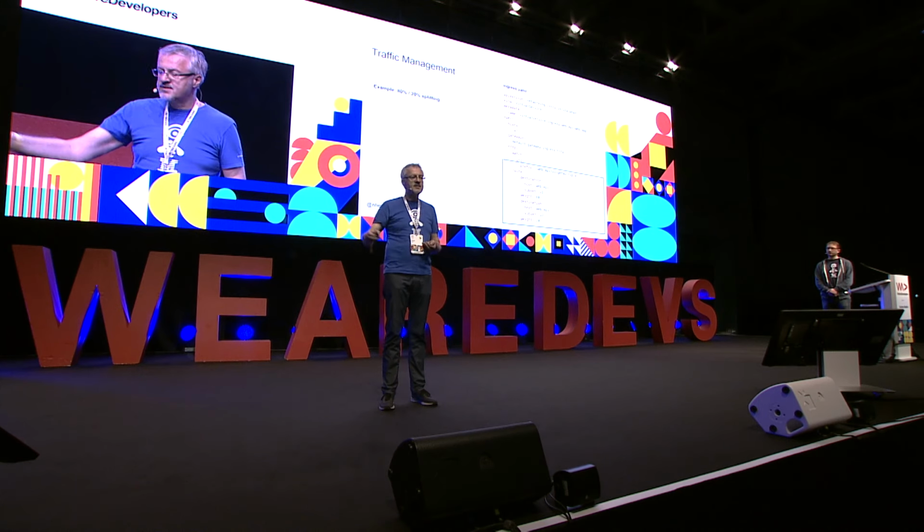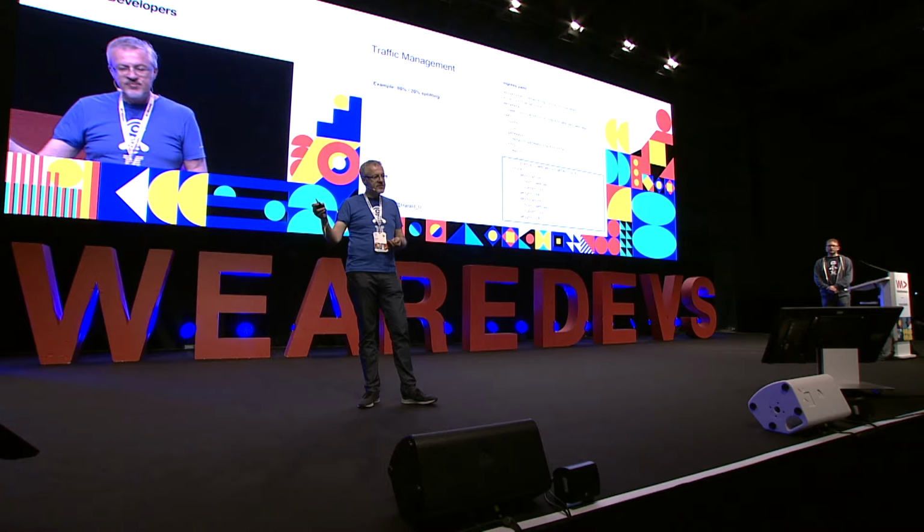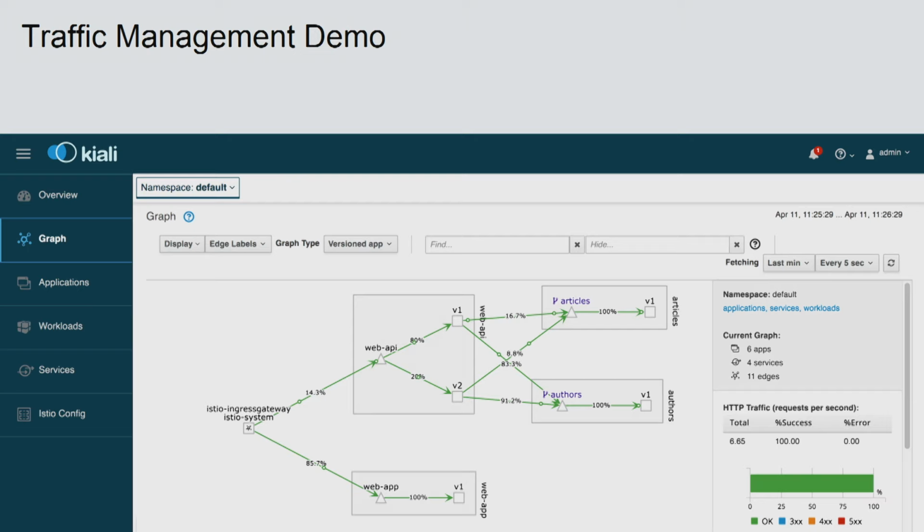You can see it in the highlight, and the rule says we direct 80% of all requests to the get multiple endpoint through version 1 of the web API, and 20% go through version 2. And this is how it looks like.